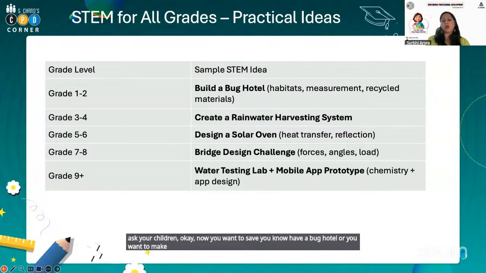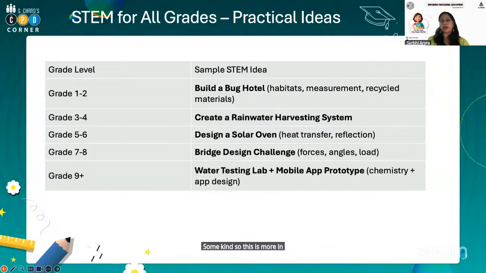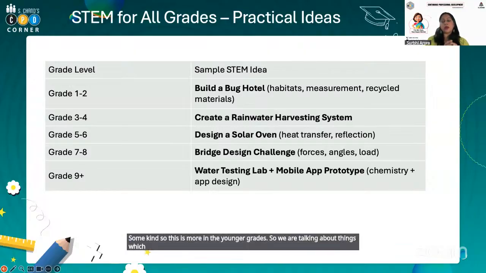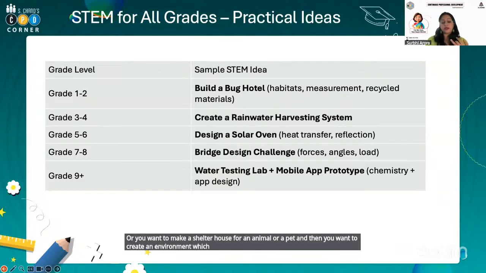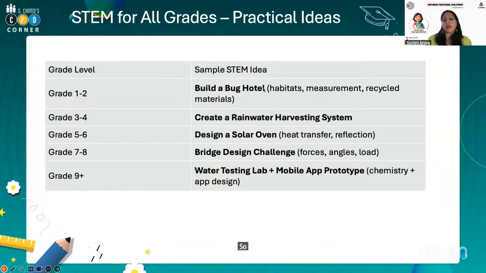So this is more in the younger grades. So we are talking about things which are okay for them, grade 1, 2. So we are talking about material that you have to make an ant house, you have to make a bug house, or you want to make a shelter house for an animal or a pet. And then you want to create an environment which can survive tornadoes, cyclones, earthquakes, and the animal is secure. So that kind of environment that you have to create. So that's one thing that we do.